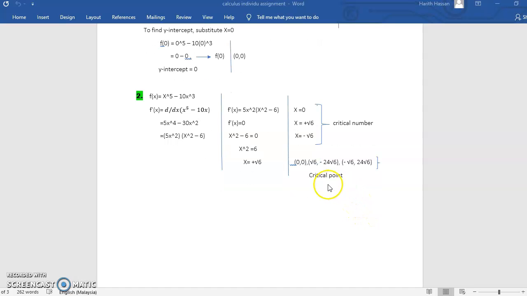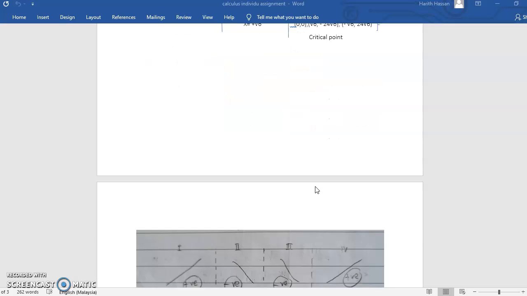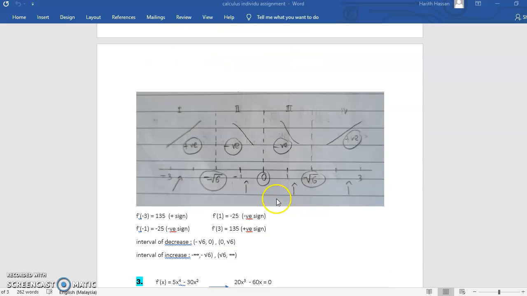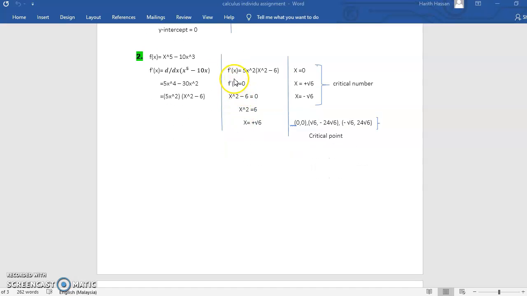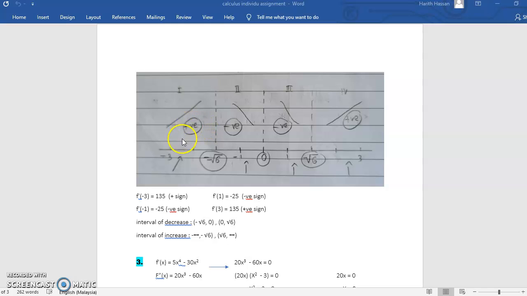So to find the interval where it increases or decreases, we can use a table. First we use the x values. I plug -3 into this equation, after we differentiate to get f prime, then we get a positive sign. When the sign is positive, the curve will increase.